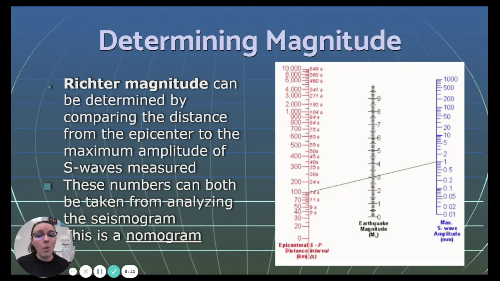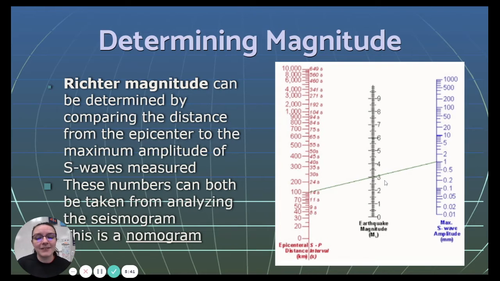So you'd pick one of your seismic stations. Here I picked one that was 100 kilometers away. And I found that the tallest S wave was only 1 millimeter tall. So I would draw a dot on the distance graph on the side here, then draw a dot on my amplitude graph and connect the dots. And I can see that when I draw a line connecting these dots, it crosses the Richter scale at 3.